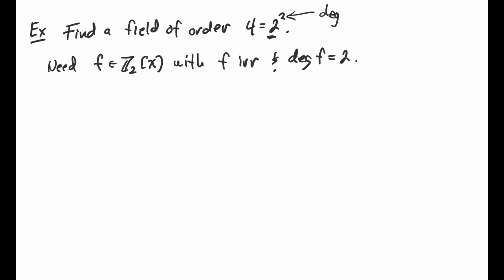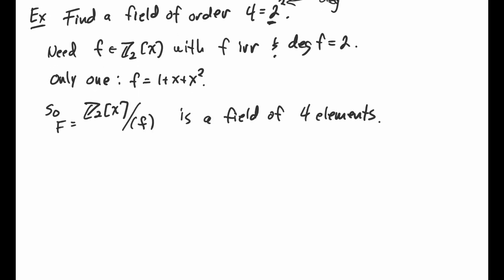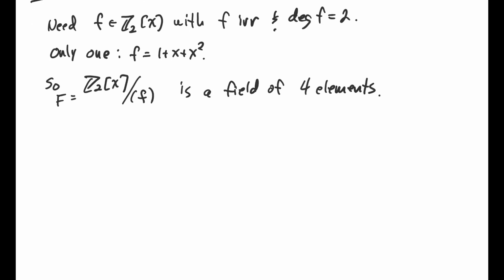All right? We're looking for an f in the polynomials with coefficients in Z mod 2 that's irreducible and has degree 2. Now these you've done in lots of homework problems. You know the only possible choice there is. Here it is. f is 1 plus x squared. So that's the only irreducible one of degree 2. Therefore, we have a field of 4 elements, F defined as Z2[x] mod f, where f is this particular polynomial.